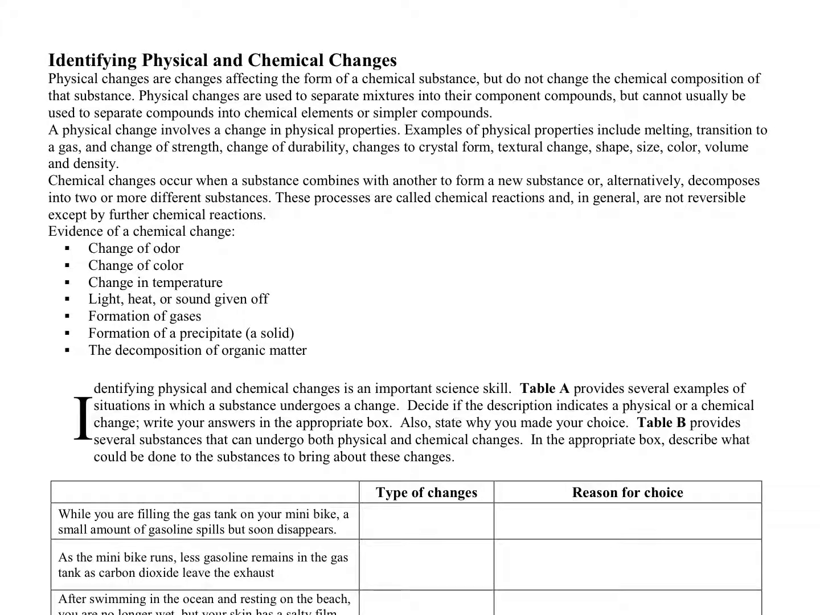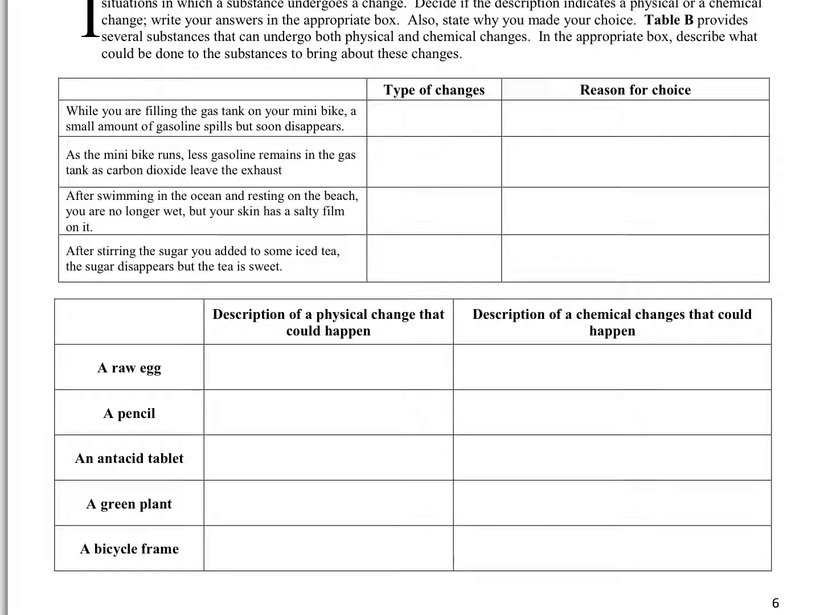The final thing we need to cover in this topic before we go to break is identifying physical and chemical changes. Physical changes are changes that affect the form of a chemical substance, but they do not change the chemical composition of that substance, meaning my chemical formula stays the same. You should have already read through all of this when we were going through the lab. Remember when we looked at change in color? We said that this has to be an unexpected change in color. Using this information here, you will be able to fill in the tables below.